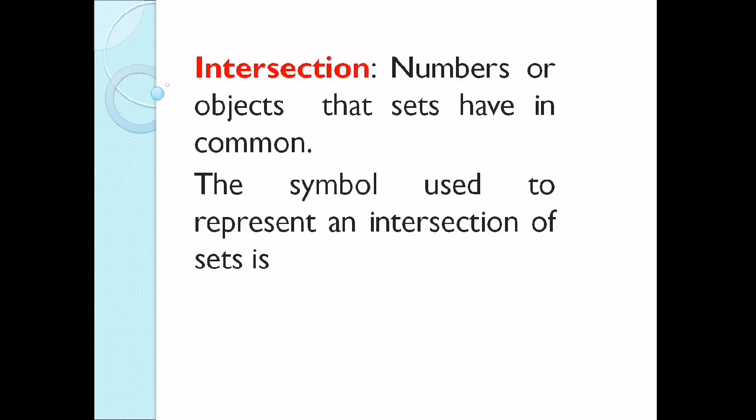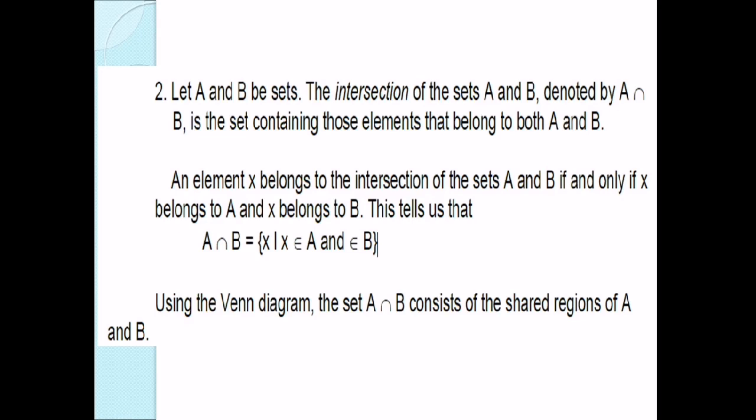So how about intersection of sets? Numbers or objects that sets have in common. The symbol used to represent an intersection of sets is inverted U. So ito po yung symbol ng intersection of sets. So let A and B be sets. The intersection of sets A and B, denoted by A intersection B, is the set containing those elements that belong to both A and B.